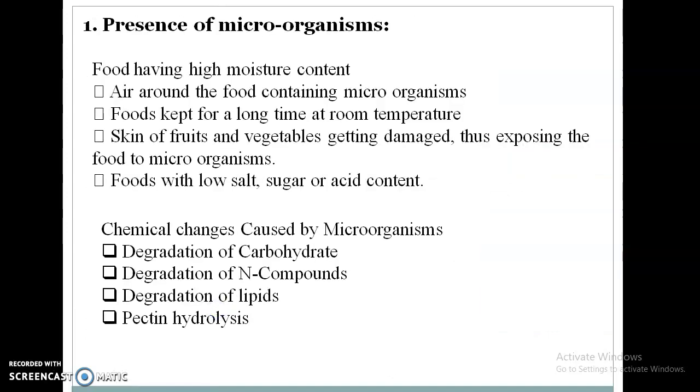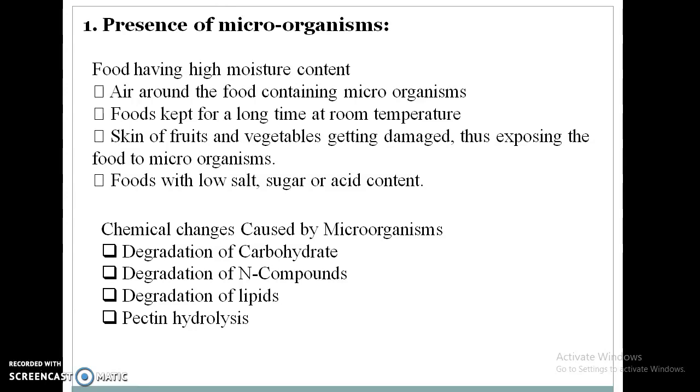Next, as we previously discussed, there are three main factors which are responsible for food spoilage, in which the first one is the presence of microorganisms. Okay, so why do microorganisms grow on food? First, because of high moisture content.